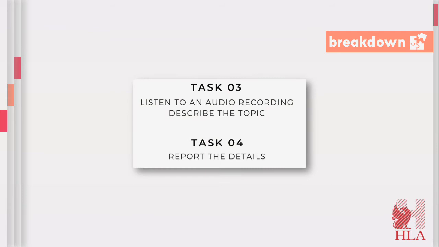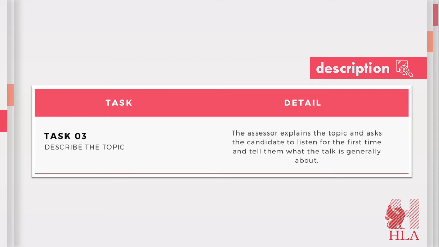Stage two of the HLA is an assessment of the candidate's listening ability. A short talk will be played twice, and there are two tasks, the second of which is an integrated skills task. Let's look at them in more detail. Having shared their screen, the assessor explains the topic and asks the candidate to listen for the first time. They're then asked to report back what the talk is generally about.